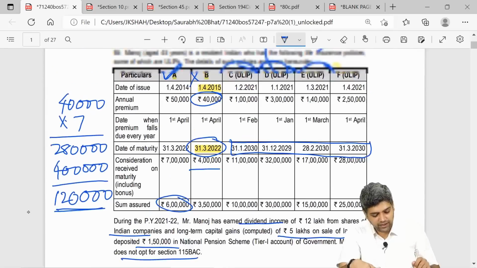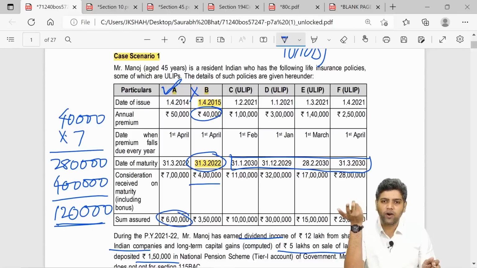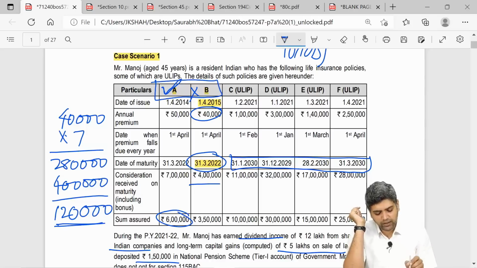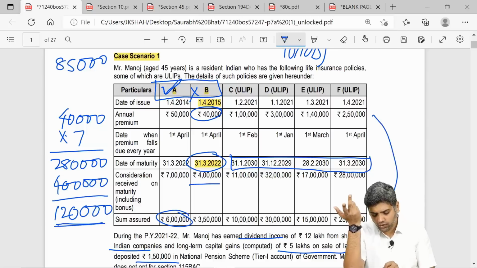Now under Chapter 6A, what deduction would he get? First of all, the premium paid on life insurance policy we just saw under section 80C. To the extent the premium does not exceed 10% of capital sum assured, the assessee would be entitled for benefit under section 80C. So already we saw in MCQ number 1 that policy A and B put together, I get a deduction of 85,000. Now if you look at policy C, D, E and F, none of the premiums are exceeding 10% of capital sum assured. So as a result, all these premiums are eligible under 80C.